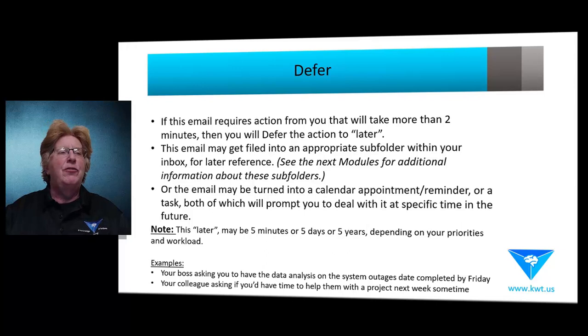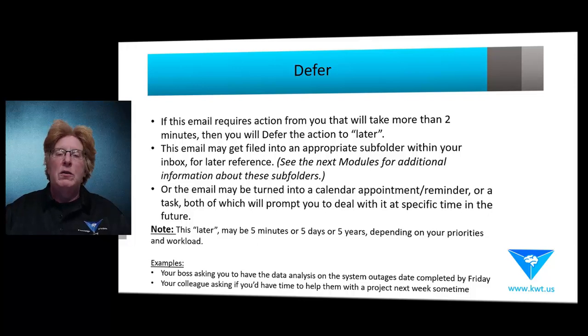And finally, defer. This is the fallback option. So if you cannot fully deal with an email using one of the previous 4 steps, then you will defer it. Now, this doesn't mean deferring it forever. It doesn't mean it goes into a black hole where you will never find it again. You are going to implement certain processes that make sure that does not happen.